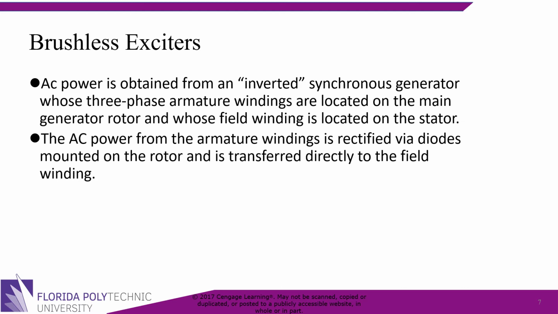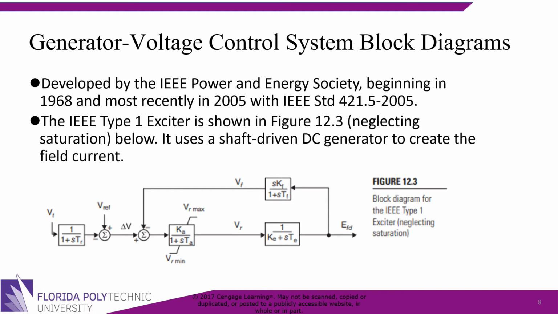Generator voltage control system block diagrams, developed by the IEEE Power and Energy Society beginning in 1968 and most recently in 2005. The IEEE Type 1 exciter is shown below in figure 12.3. It uses a shaft-driven DC generator to create the field current.